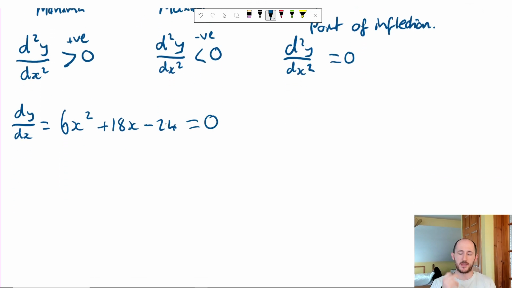And here's the beautiful thing about A-level maths. You can solve this in whatever way you want. You can try and factorize, although I wouldn't waste my time because maybe you can't factorize this, right? Maybe you can't. No point wasting your time. I would use the quadratic formula or the calculator.